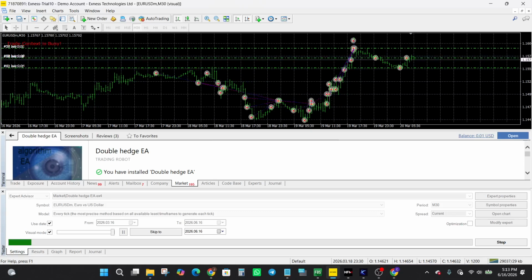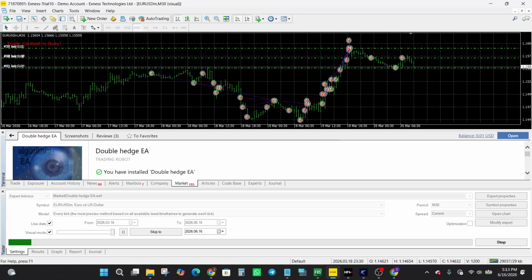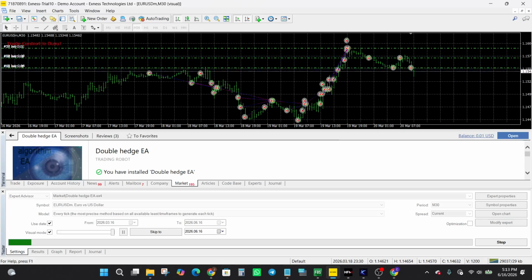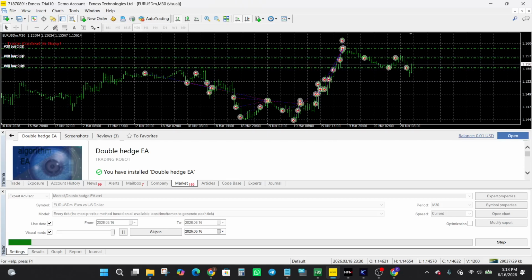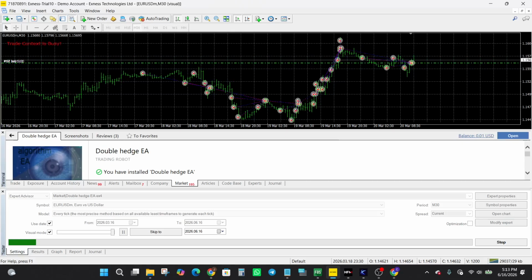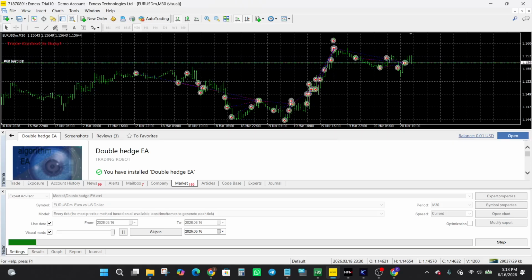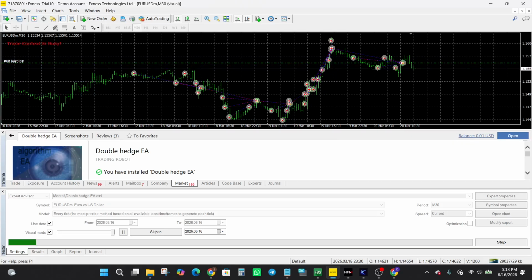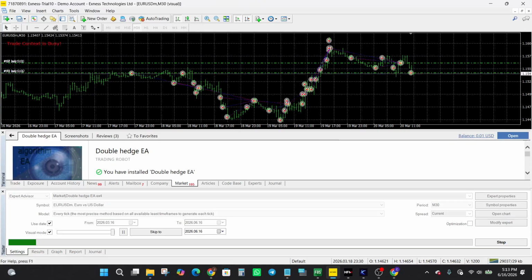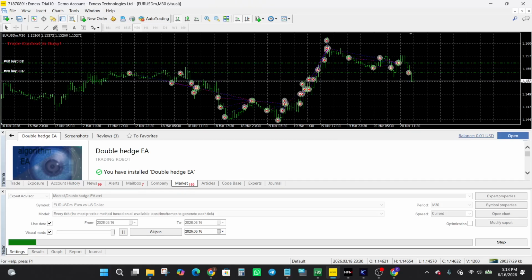So as for the historical backtest results, remember that historical testing performance can vary significantly depending on risk settings, lot size selection, broker execution quality, spread conditions, slippage, market volatility, and any optimization choices made by the user.